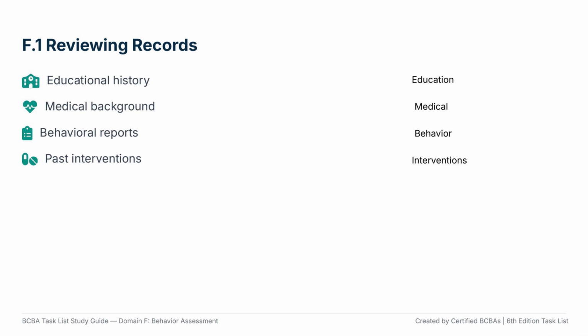Records review is always an early step in assessment. This includes educational reports, medical history, previous behavior plans, and therapy notes. These records provide insight into learning history and prior interventions. They can also reveal medical risks or environmental changes that affect behavior. Skipping this step increases the risk of poor assessment decisions.